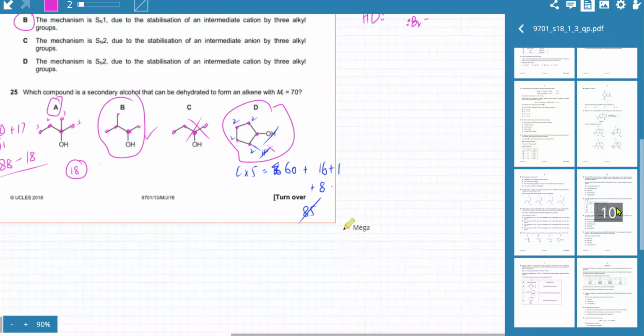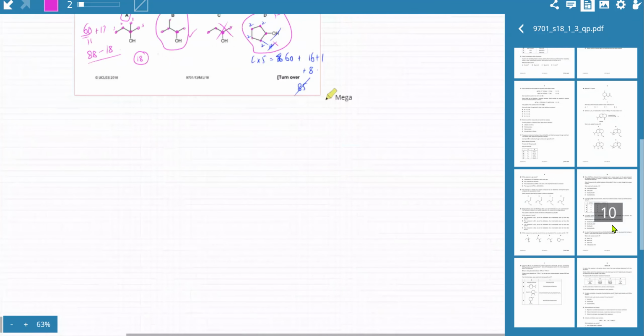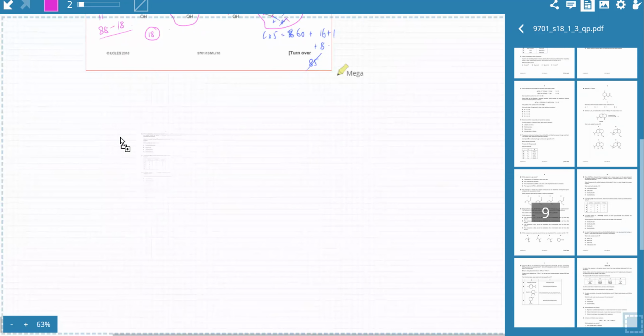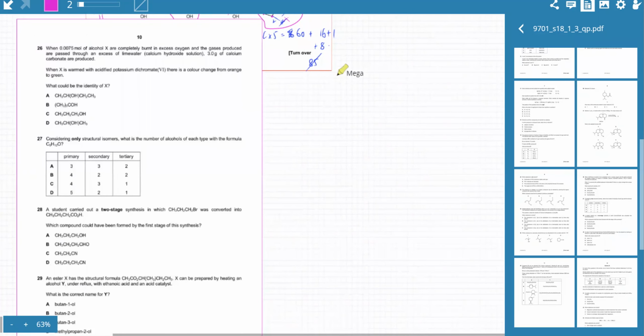So which question are we on? Page number 10. Whose mic is on? Now focus on this question.